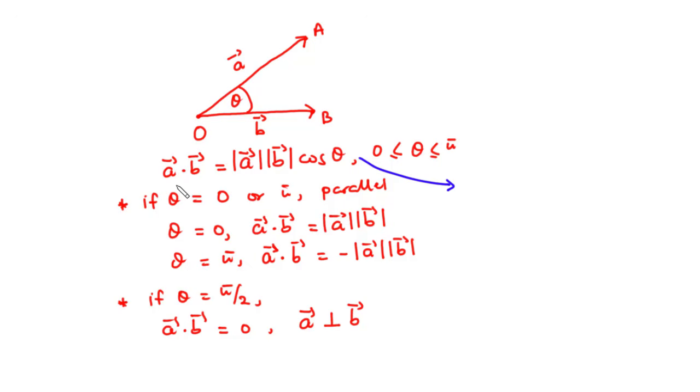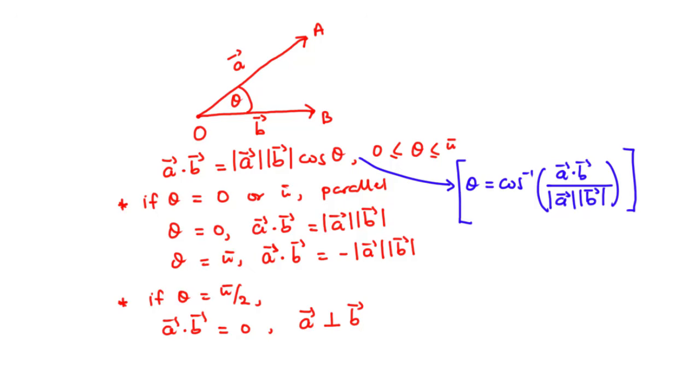Now using this same formula, if you are given two vectors A and B and you want to find the angle formed between these two vectors, then basically you say that theta is equal to the cos inverse of the dot product of A and B divided by the magnitude of vector A times the magnitude of vector B. So basically, given two non-zero vectors A and B, this is how to find the angle formed between these two vectors. Now let's try some examples on this.